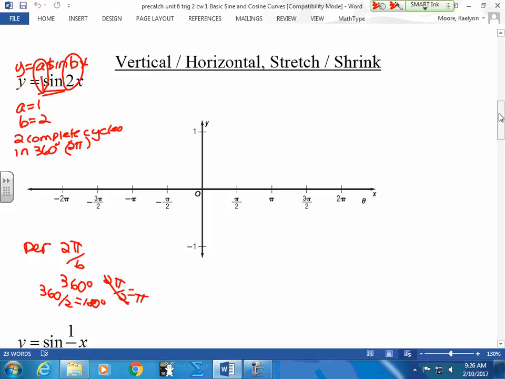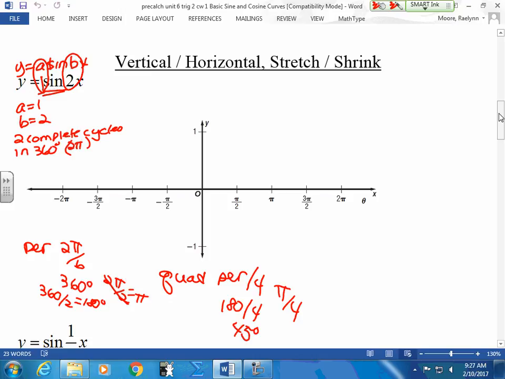How many quadrants do I have to go through to get a complete cycle? 4. So here's my quadrants. Quadrants is the period divided by 4. So right now I'm going to say 180 divided by 4, which is every 45 degrees. If I said pi divided by 4, isn't that the same as every 45 degrees? Every 45 degrees, I should make a quadrant.